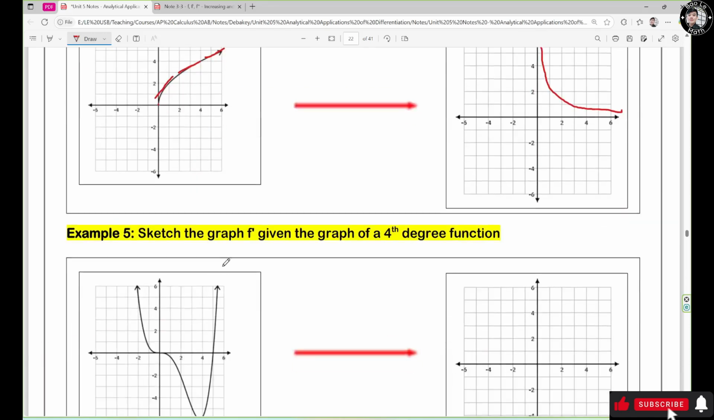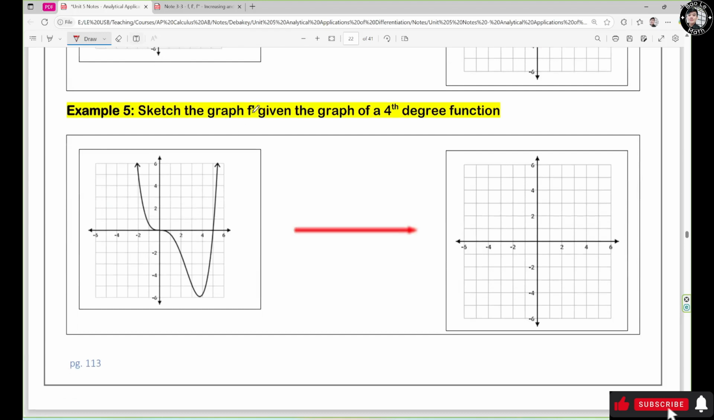Alright, now example number 5: sketch the function f prime of s given the 4-degree function. First we need to locate the minimum, maximum, and the point of inflection. So we have the minimum right here, and we have the point of inflection right here. The minimum becomes the 0, so the 0 should be somewhere right here. And the point of inflection becomes the maximum or minimum, right at 0, so it could be right here.